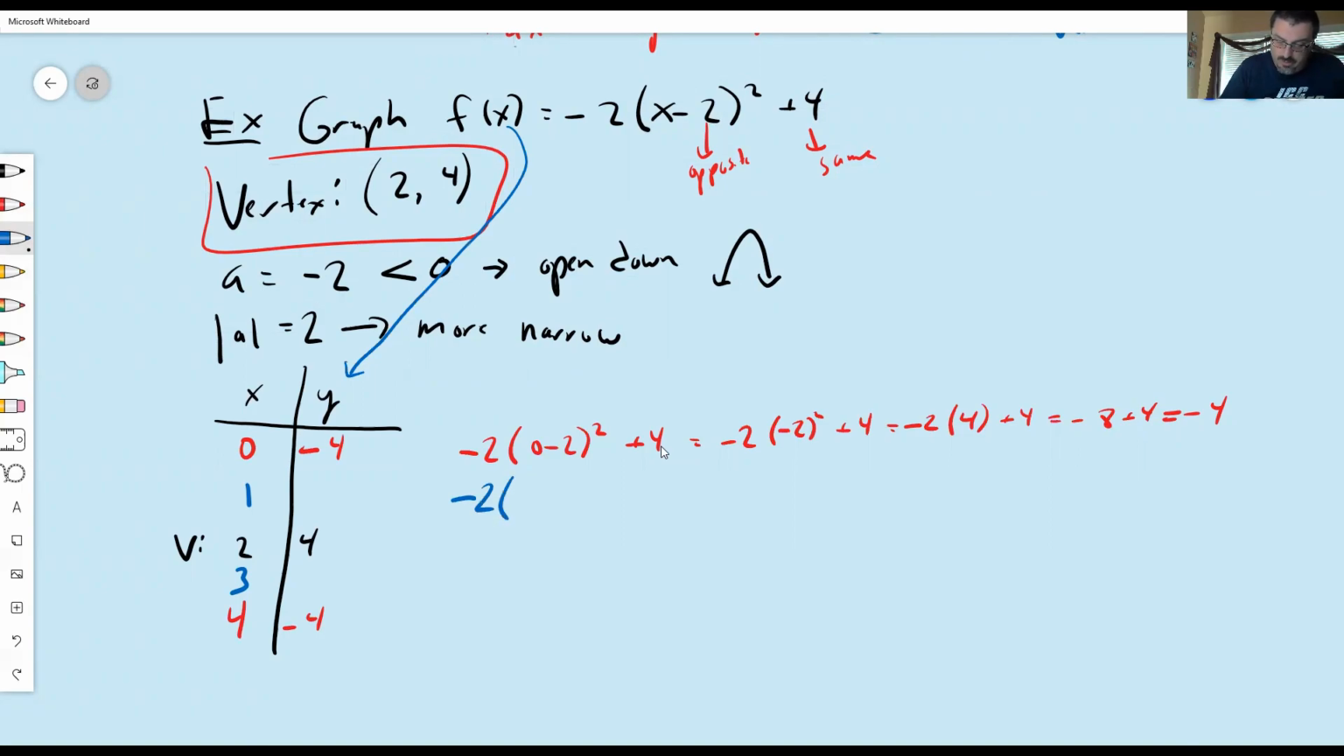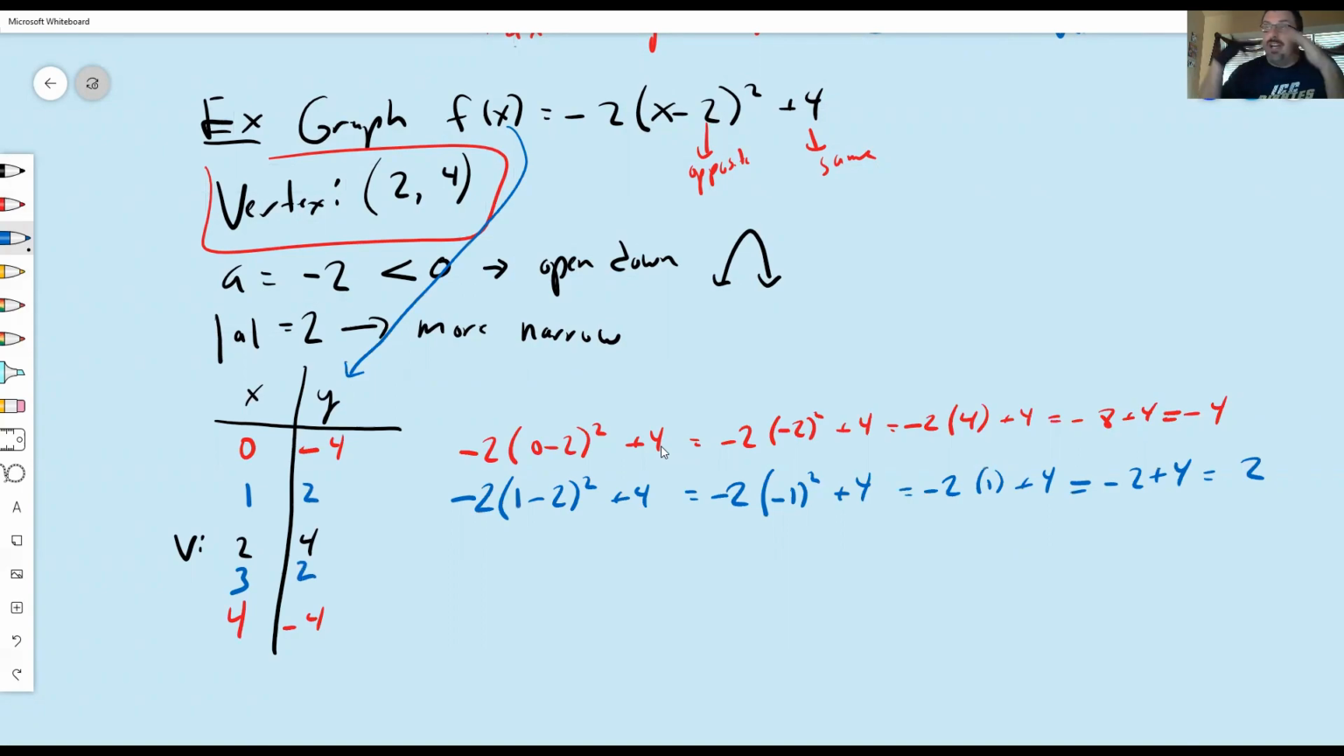Let's do 1: minus 2 times (1 minus 2) squared plus 4. 1 minus 2 is minus 1, squared is positive 1, so minus 2 plus 4 is 2. Now remember, the vertex is either your highest spot or your lowest spot, right? We're opening down, so that means it's the highest spot. So the vertex is at the highest y value, and all the other y values should get smaller as you move away. Is that happening there? Looks like it, so we're probably in good shape.